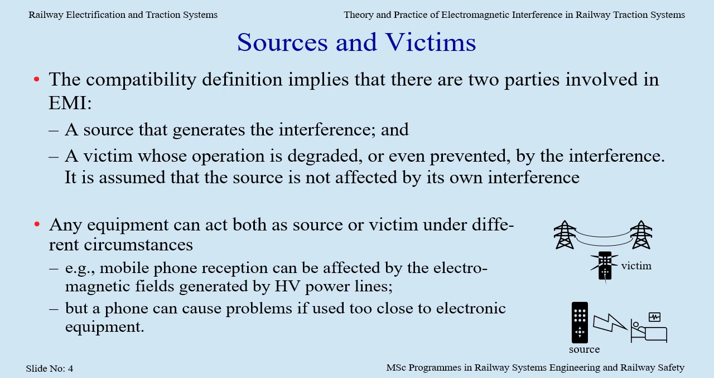Note that any equipment can act as both source or victim under different circumstances. For example, a mobile phone reception can be adversely affected by the electromagnetic fields generated by nearby high voltage power lines. On the other hand, a mobile phone is itself a powerful generator of electromagnetic fields and can cause problems if used too close to electronic equipment.